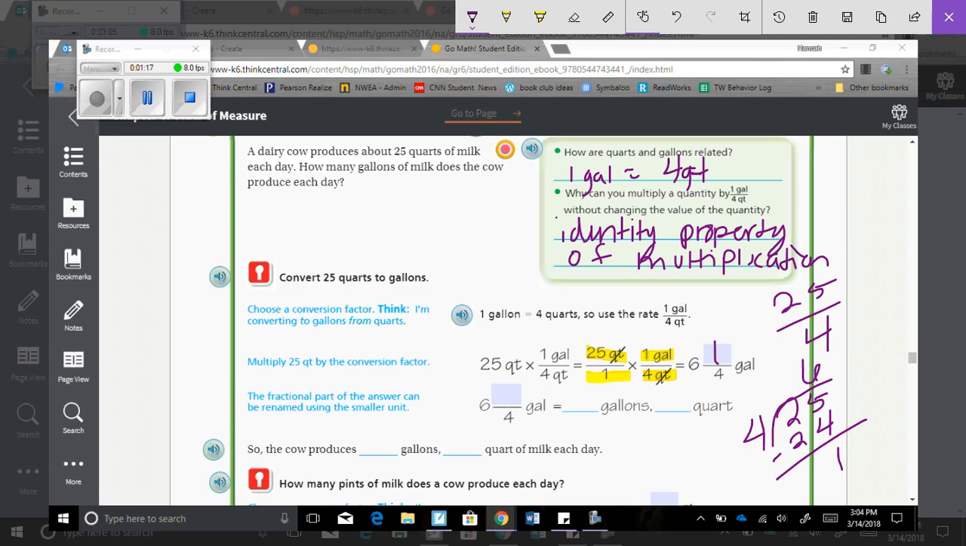The fractional part of the answer can be renamed using the smaller unit. So instead of writing 6 1/4 gallons, I can write 6 gallons and 1 quart, because there's 4 quarts in a gallon, so if I have 1/4 of a gallon, that is the same as 1 quart. So the cow produces 6 gallons, 1 quart of milk each day.